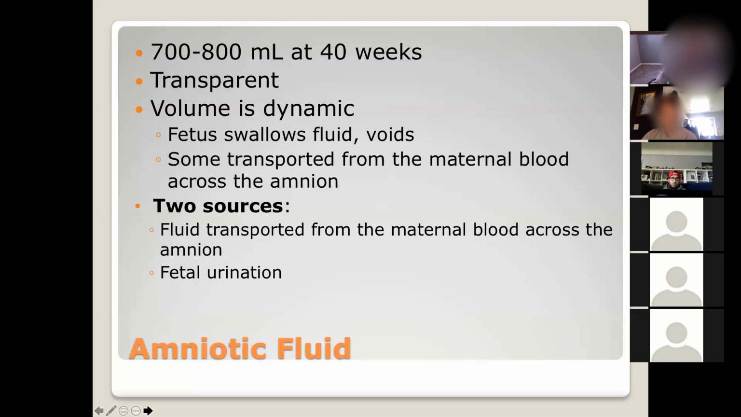Usually by the end of the pregnancy, there's about 700 to 800 milliliters of fluid. That's your normal amount, okay? It should be transparent, fairly clear. So that's what we're looking for if we think the bag of water is ruptured. We want to know, was it clear?